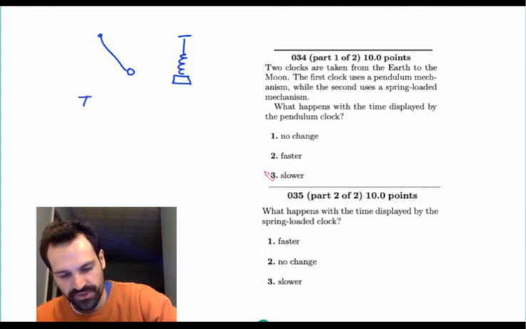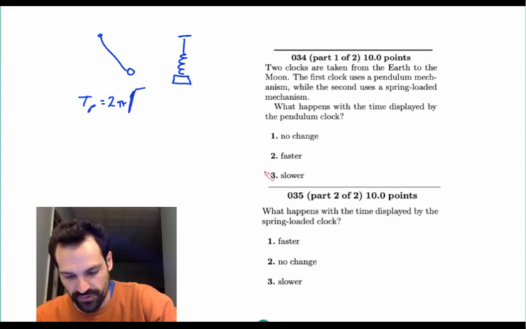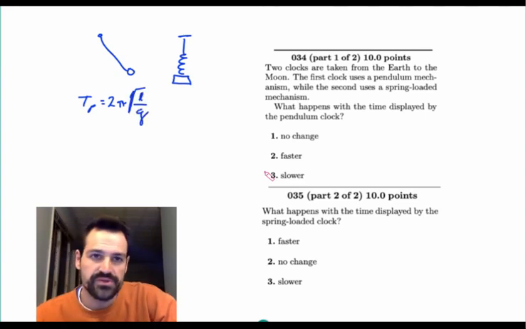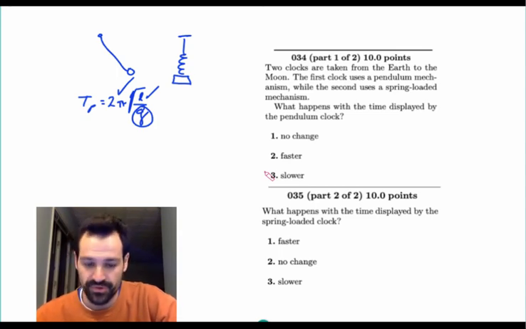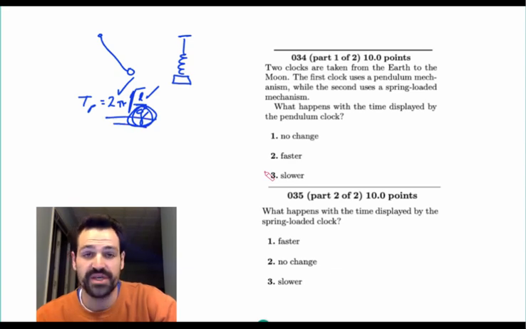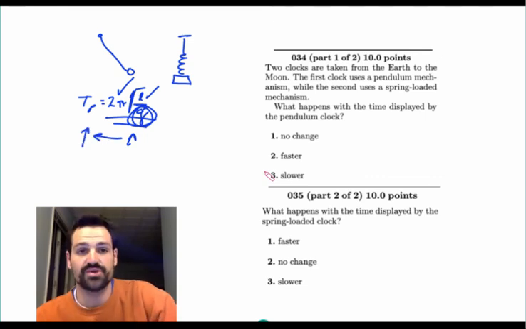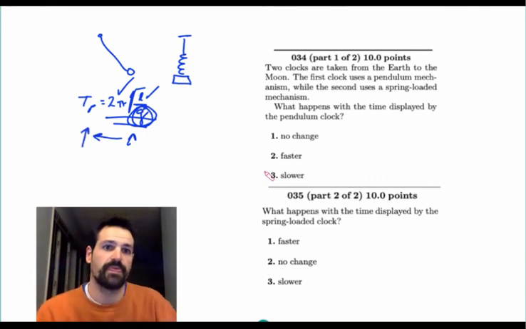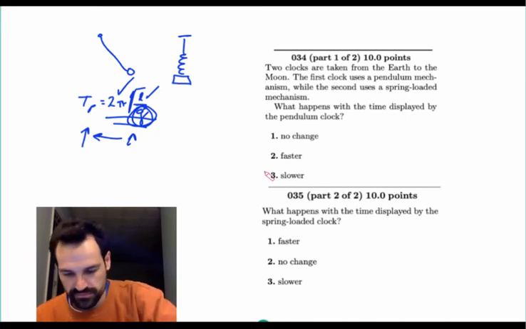Well, we need to look at our equation. T, the period of a pendulum, is 2 pi times the square root of length over gravity. So the length doesn't change, 2 pi doesn't change, but gravity certainly gets weaker when you go to the moon. So you have a smaller denominator, which is going to make this whole side of the equation get bigger, which means the period of one swing is going to get bigger. And if a clock is taking longer to swing back and forth, that means it's going to travel slower.